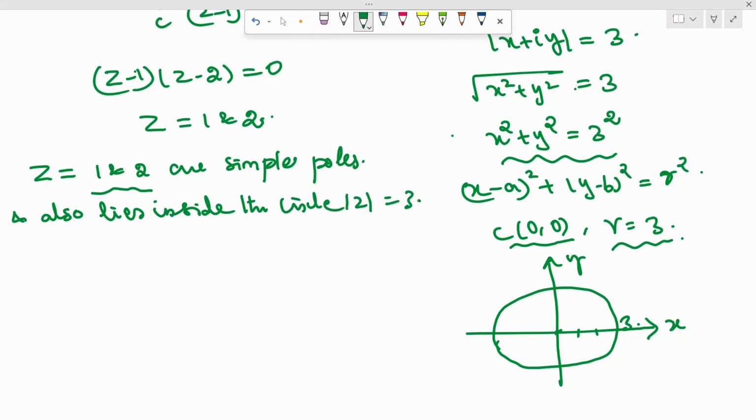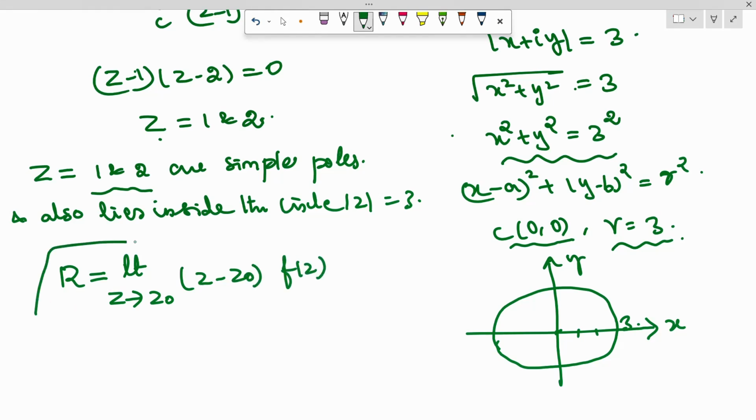Now we can use the residue formula to find the residue for each pole. In step 1 we found the poles, and now we find the residue for each pole. For a simple pole, the residue formula is R = limit as z tends to z0 of (z − z0) times f(z). You should remember this formula. Using this formula we can find the residue for a simple pole.